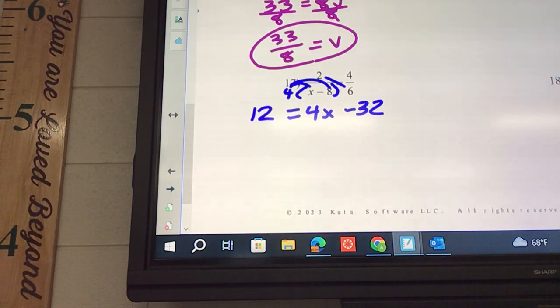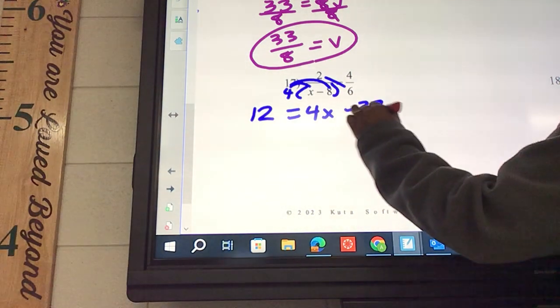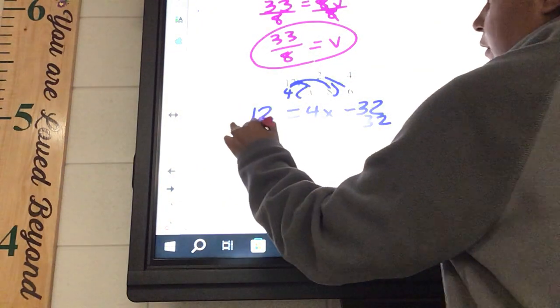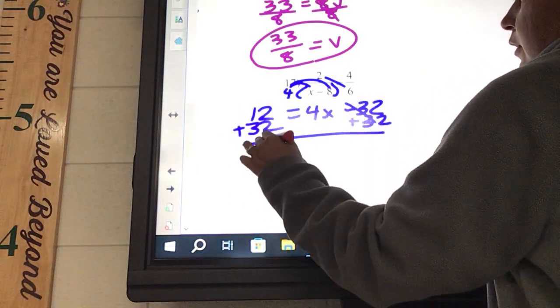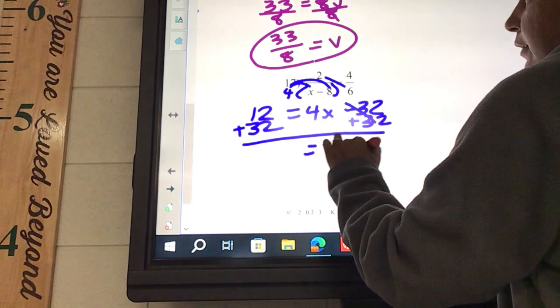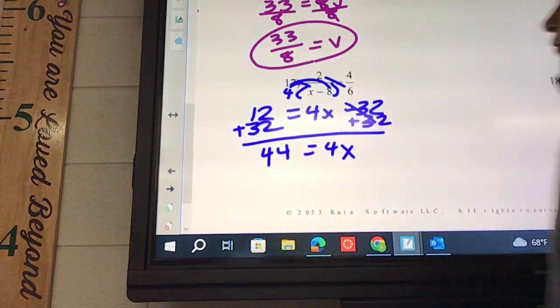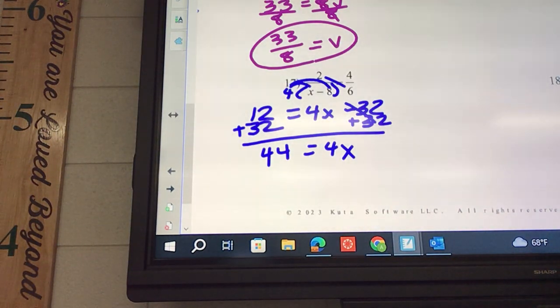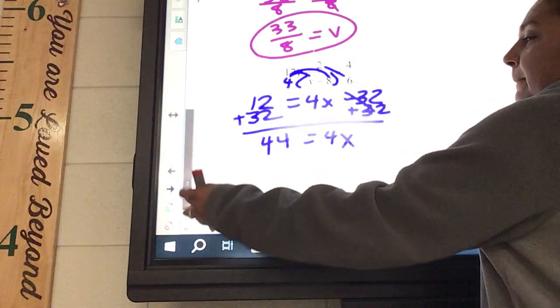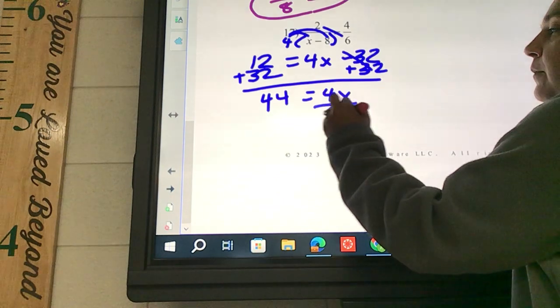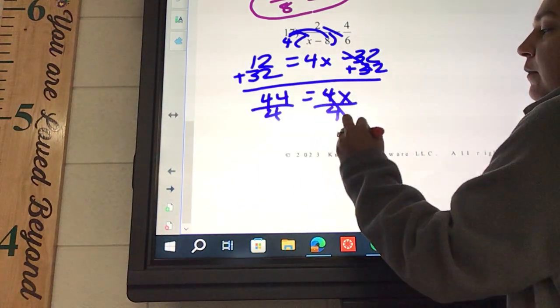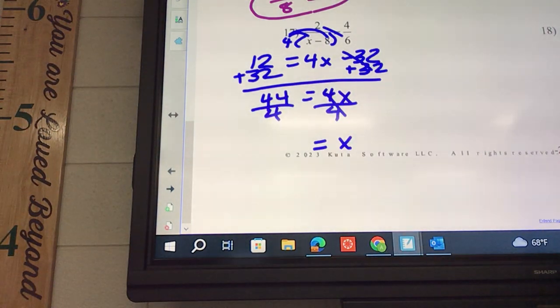What needs moved first? Negative 32, good. So I'm gonna get 4x equals 44. And then what? Divide by 4. I'm gonna get x equals, what is 44 divided by 4? 11.